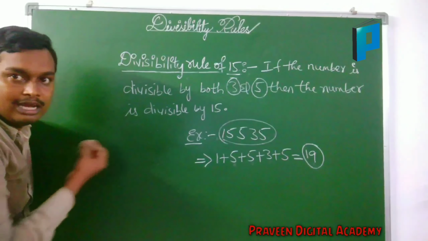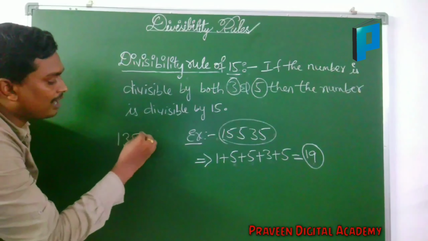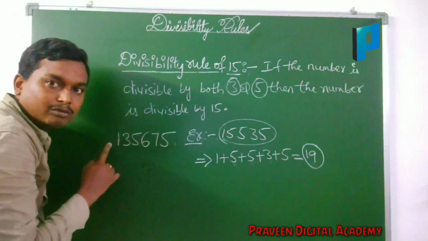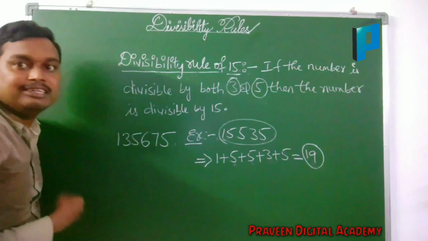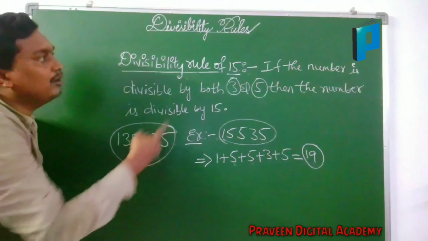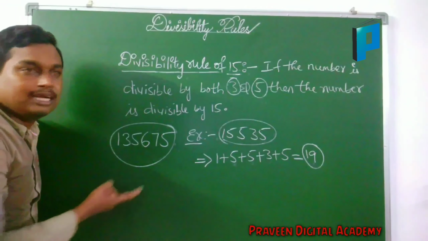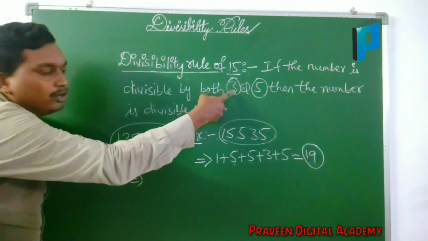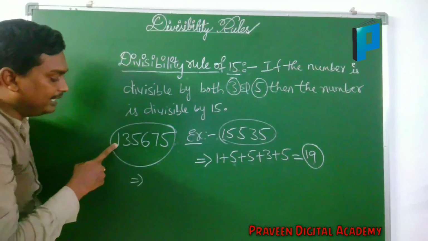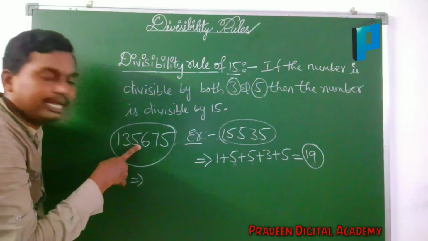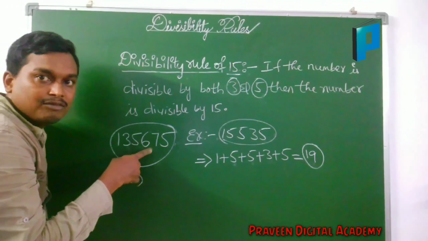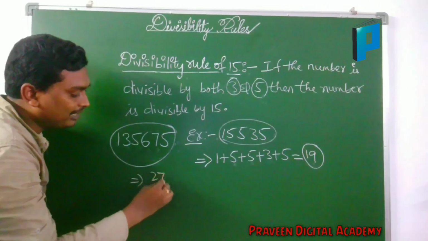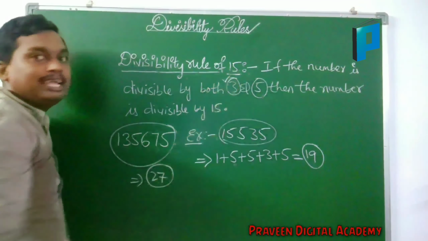If you are having a question like this, 135675, you should check whether this number is divisible by 15 or not. For that, it should be divisible by 3 and it should be divisible by 5. What is the divisibility rule of 3? Sum of all digits. You add it. 1 plus 3 is 4. 4 plus 5 is 9. 9 plus 6 is 15. 15 plus 7 is 22. 22 plus 5 is 27. This 27 is divisible by 3.